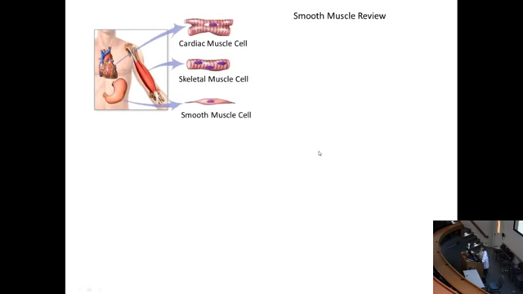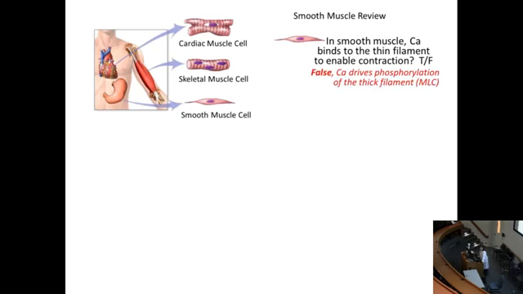So we are almost ready to go. By now we have just reviewed the physiology of the cardiac, skeletal, and then the smooth muscles. So then we finish my block. So let's now do our review of smooth muscle. See? So in a smooth muscle, calcium binds to the thin filaments to enable contraction. True or false? False, right? Calcium drives phosphorylation of the thick filament, right? Because it binds to calmodulin.